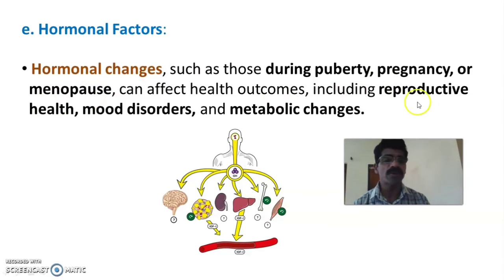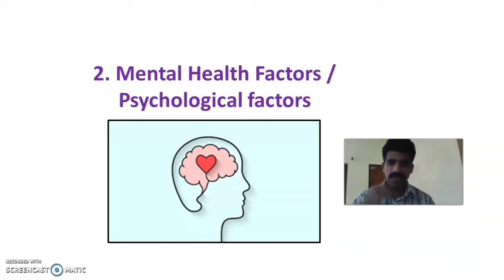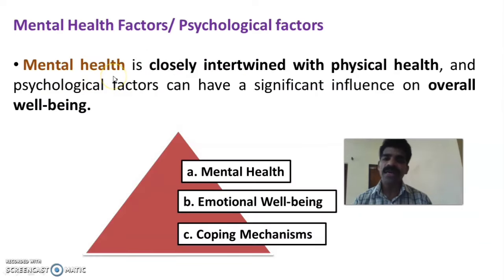Okay, that all leads to reproductive health related problems, mood disorders, stress, and even metabolic related problems and changes. The second major factor is mental health factors or psychological factors. Mental health is closely interconnected with physical health. Mental health and physical health are interrelated, and psychological factors can have a significant influence on our overall health and well-being.